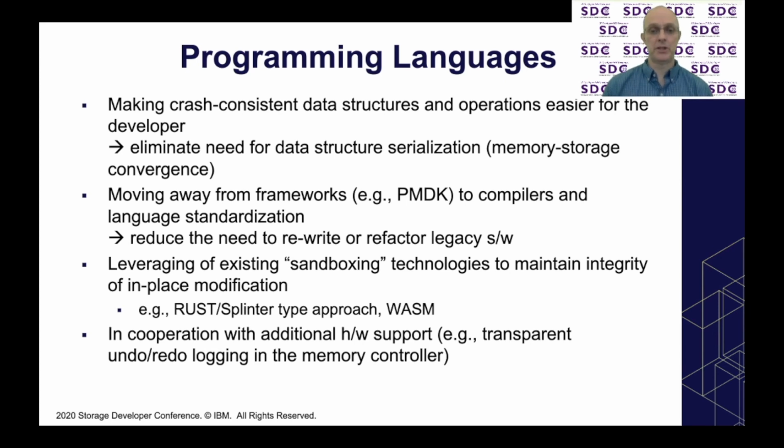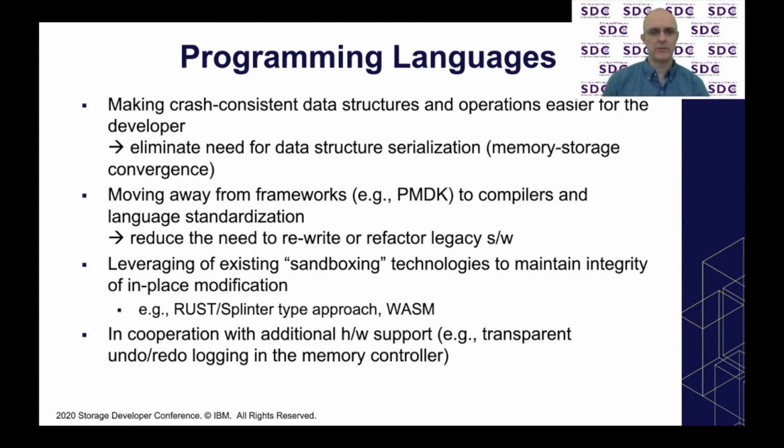Then from the in-storage or push down compute perspective, we need to start looking at some existing sandboxing technologies and how these can be used to maintain integrity in in-place modifications. So there are techniques such as Rust and Splinter type approach, and also WASM, that are two technologies that could potentially do sandboxing in the context of in-storage compute. Then finally, we may start to move towards more hardware support for crash consistency. For instance, using hardware to do transparent undo redo logging in the memory controller. Something that we're exploring in the context of OpenCAPI at IBM.